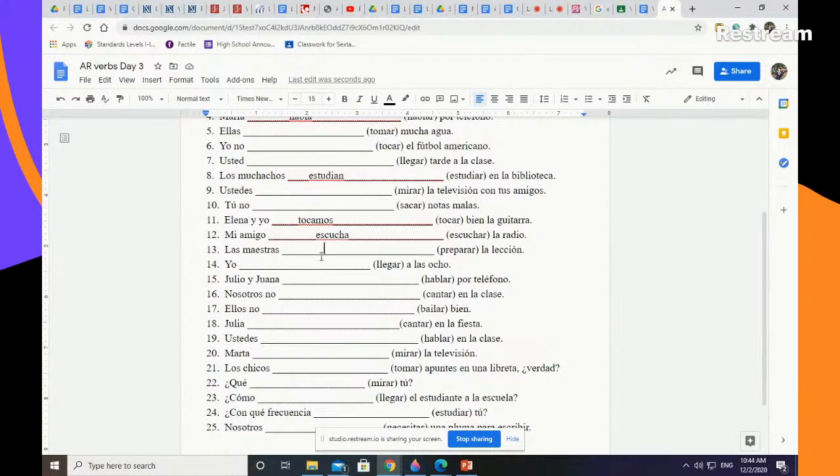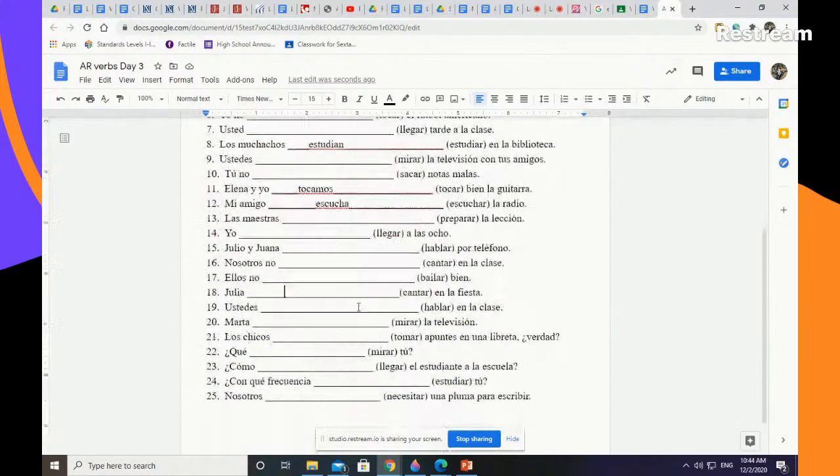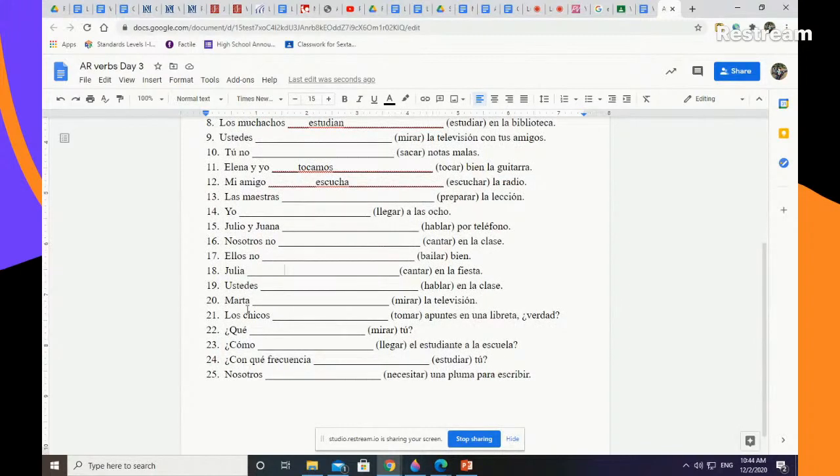Maestras is plural, so you use the plural side of the chart. Julio y Juana are two individuals, so you use the plural side of the chart. Nosotros is on the chart. Ellos is on the chart. Julia is one person, just like Maria was one person, just like Pedro was one person. Okay, ustedes is on the chart. Marta is like Julia and Pedro and Maria. Los chicos, you're going to do the same exact thing that we did with los muchachos.